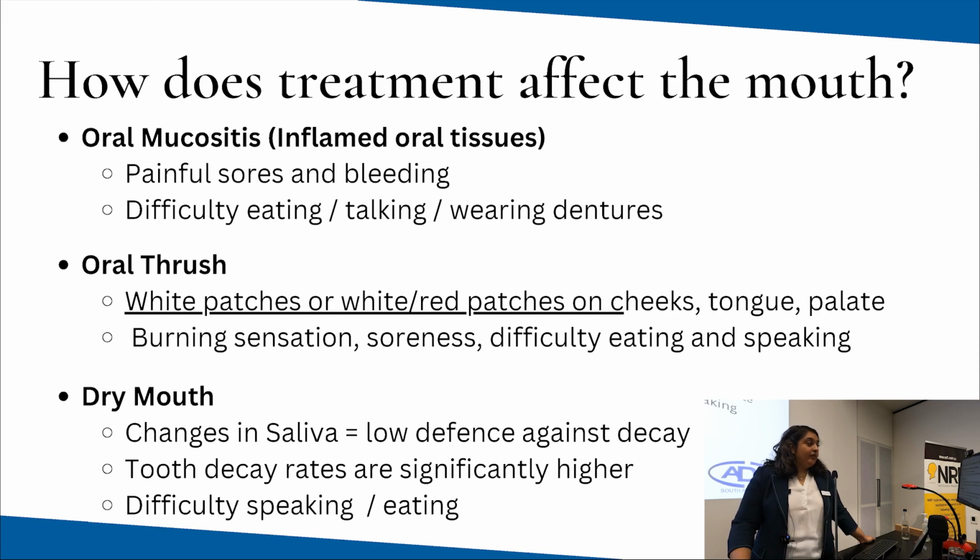The other thing to be aware of is oral thrush. We all know about thrush, but when it manifests in the mouth, it can sometimes be symptomatic and sometimes be completely asymptomatic. The thing to look for is white patches or white and red speckled patches on the soft tissues of the mouth. And if it is symptomatic, you can expect some burning, some soreness, and again, the difficulty eating and speaking.